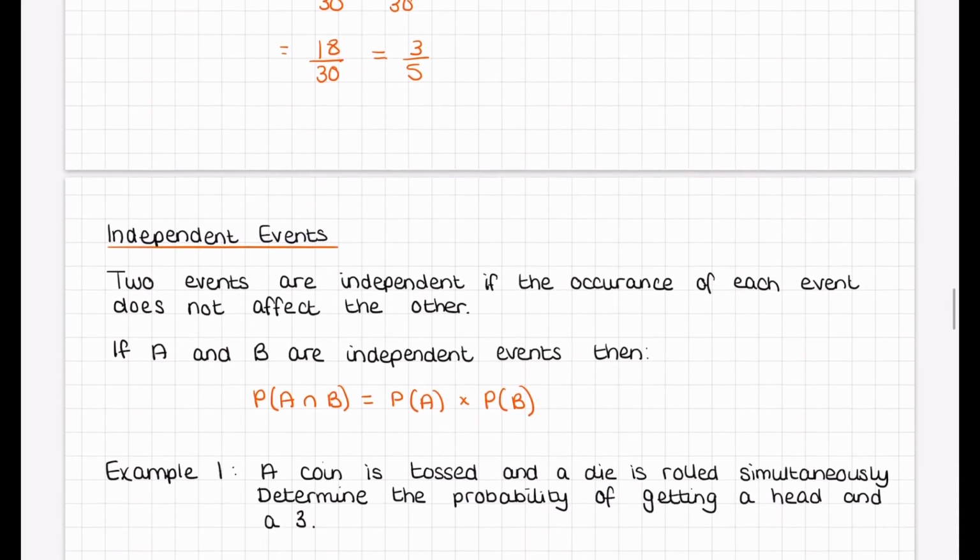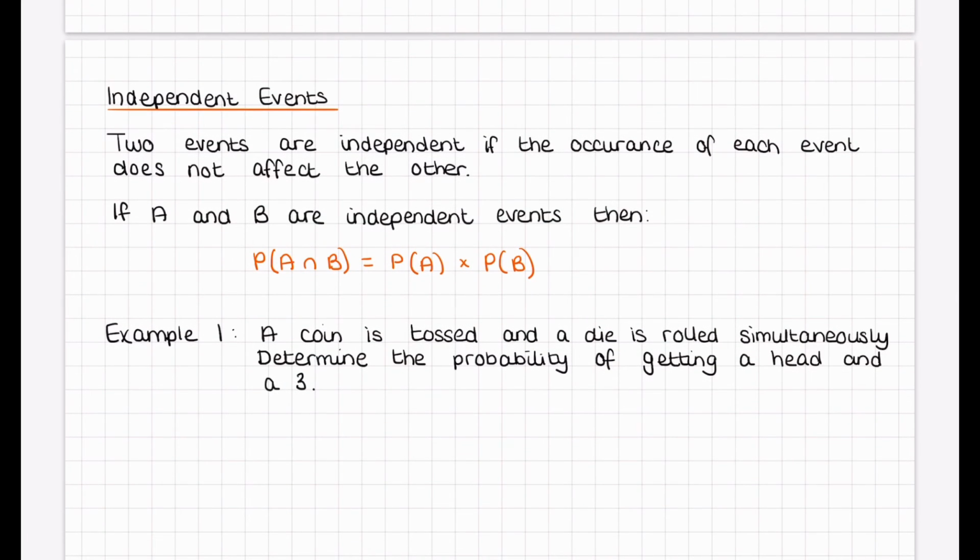And then independent events. So two events are independent if the occurrence of each event does not affect the other. And if they are independent, then the probability of A and B equals the probability of A times the probability of B. So in this example, we've got a coin is tossed and a die is rolled simultaneously. Now, tossing the coin doesn't have an effect on what outcome the dice will have when we roll it, which means they are independent because they can't affect each other.